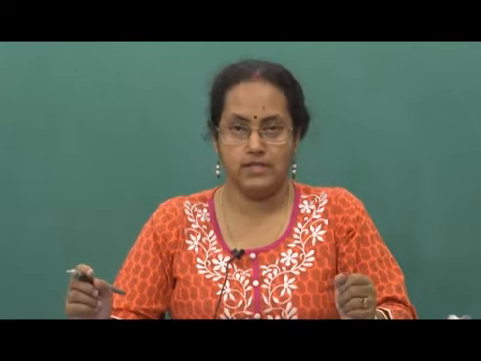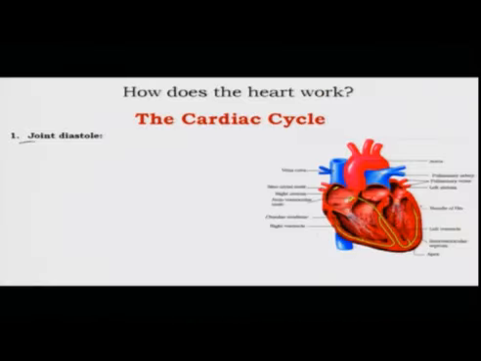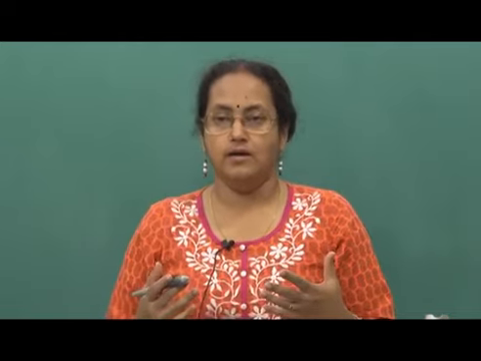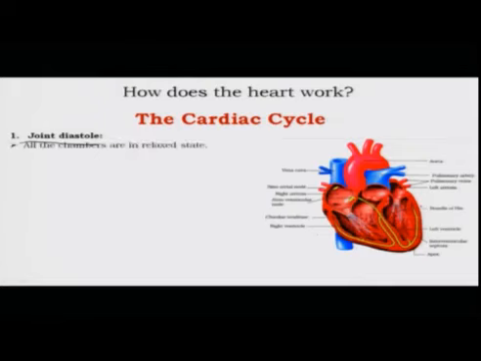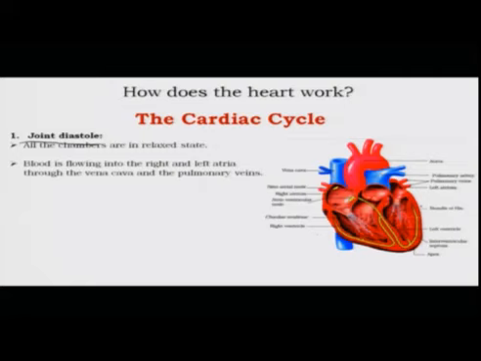So, the first stage that we will talk about is called the joint diastole. It is called a joint diastole because at this stage both the atria and the ventricles, on the left and the right side, are all relaxed. So, what happens in this joint diastole stage? All the chambers are in the relaxed state. Blood is flowing into the right and the left atrium. This is deoxygenated blood coming from the systemic circulation as well as oxygenated blood coming from the lungs via the pulmonary veins as well as the superior and inferior vena cavas.